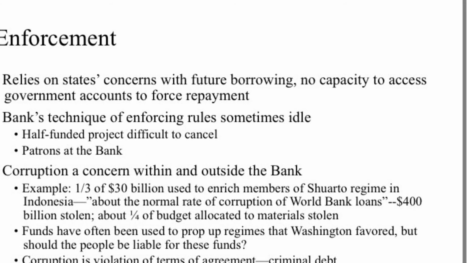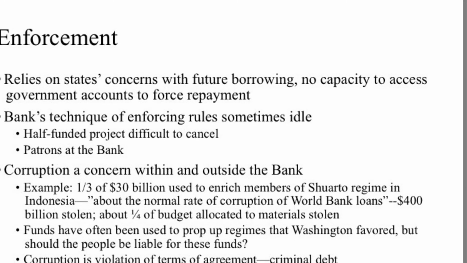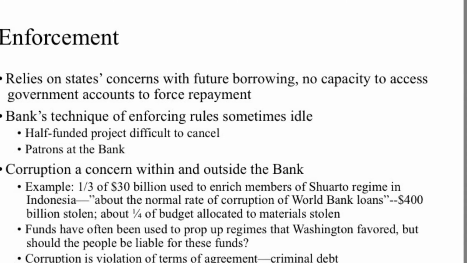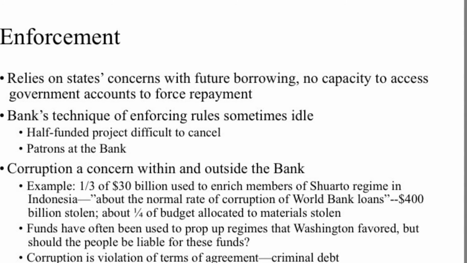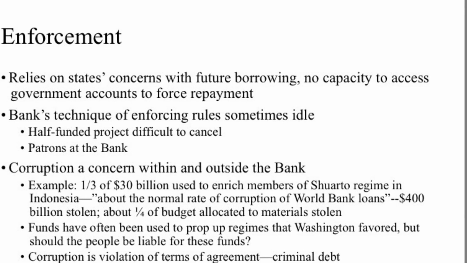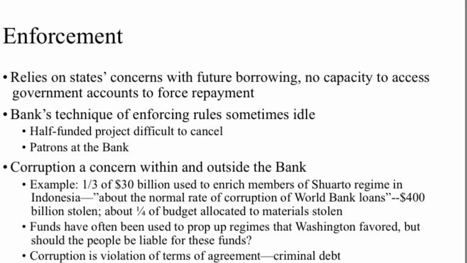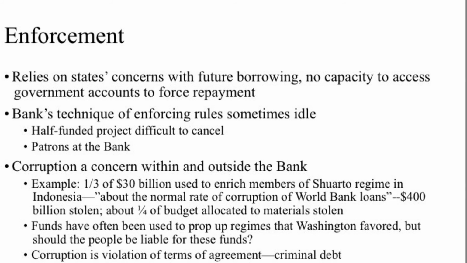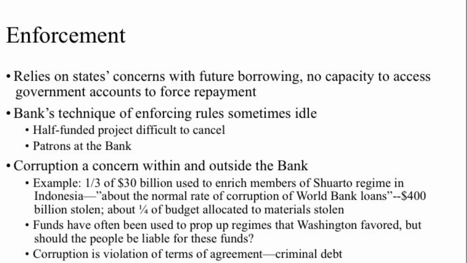For instance, a half-funded project may be difficult to cancel even if the borrower shows signs of reneging on its promises. Half a bridge contributes little to local welfare, and the bank may be inclined to press on to a finished project even if the borrowing country has made unilateral changes that displease the bank. In other cases, the borrower may have a powerful patron at the bank such that it is unlikely that future loans really are dependent on past performance. The U.S. has often used its influence over the bank to ensure a flow of loans to governments that it favors. The problem of corruption within and outside the World Bank introduces an even more interesting dynamic.